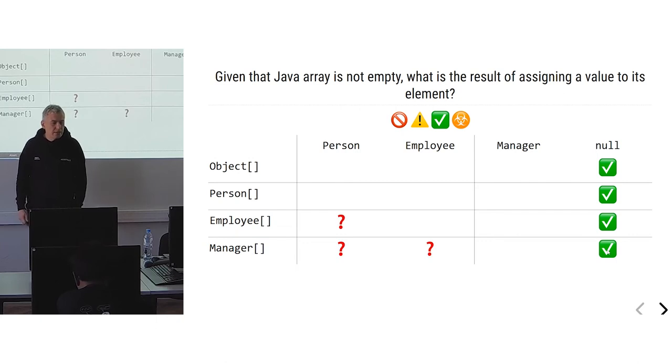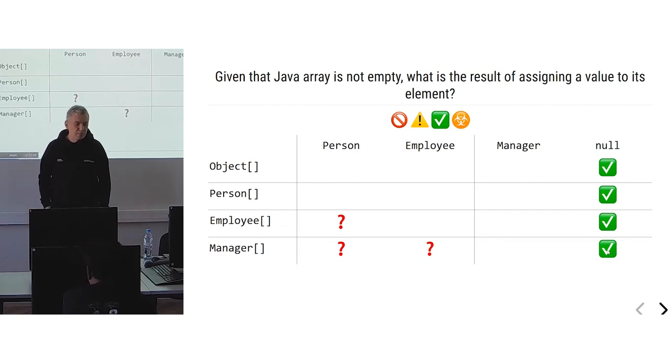Okay, now let's try to think, what about this part of the table? Can we assign a person as an element of an array of employee? Or an employee as an element of an array of manager? Your ideas. Yeah, go quick. I don't expect correct answers from you, I just expect ideas. So please don't hesitate, so we don't lose much time.